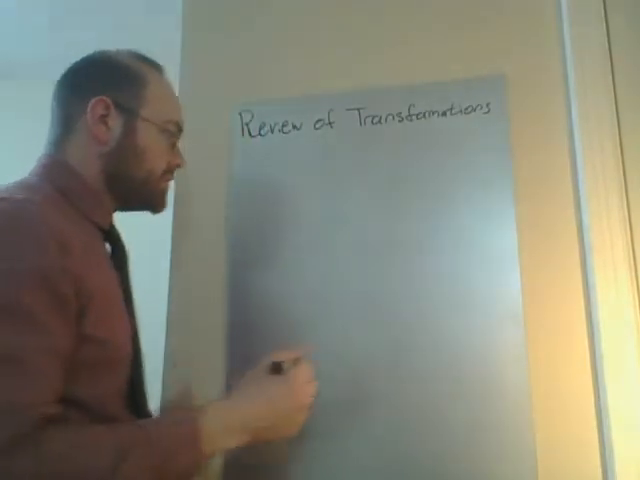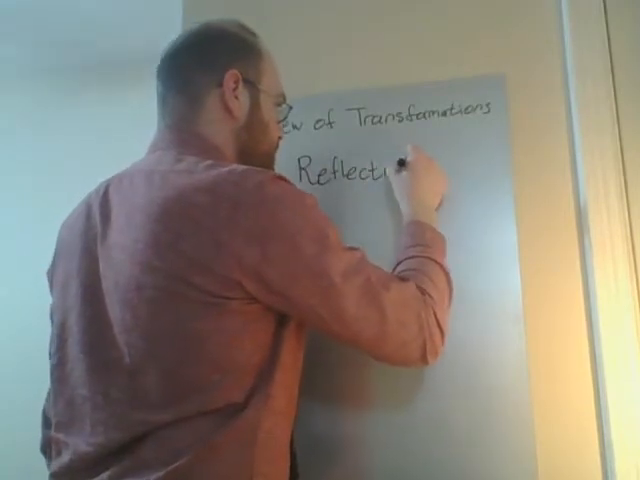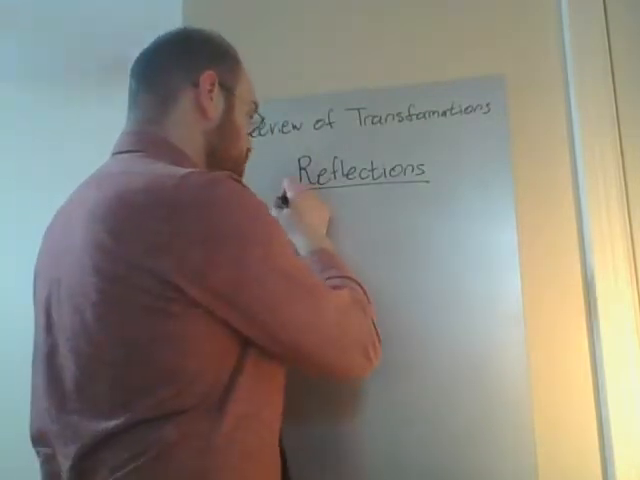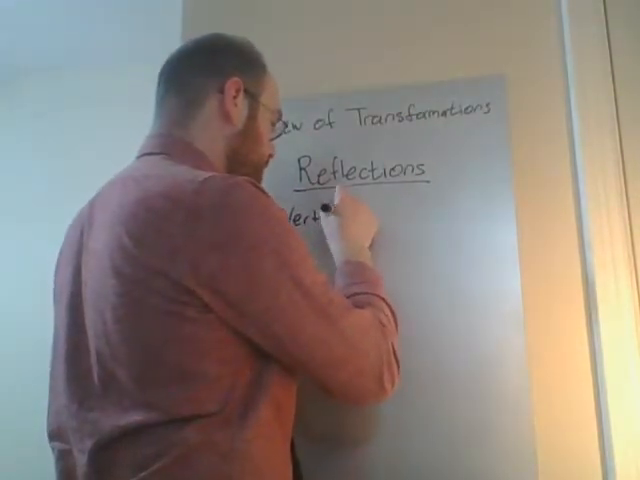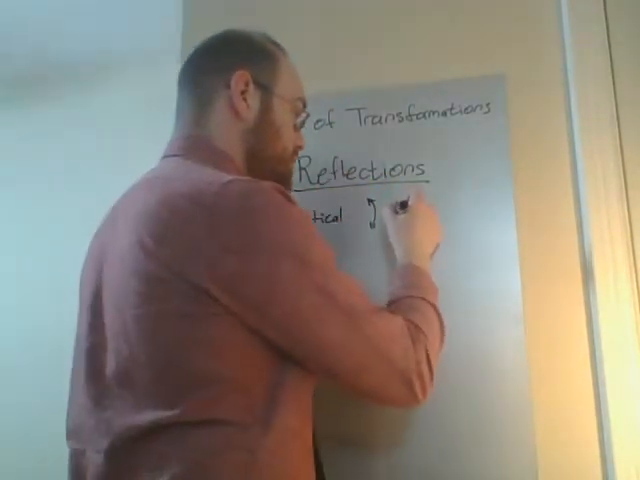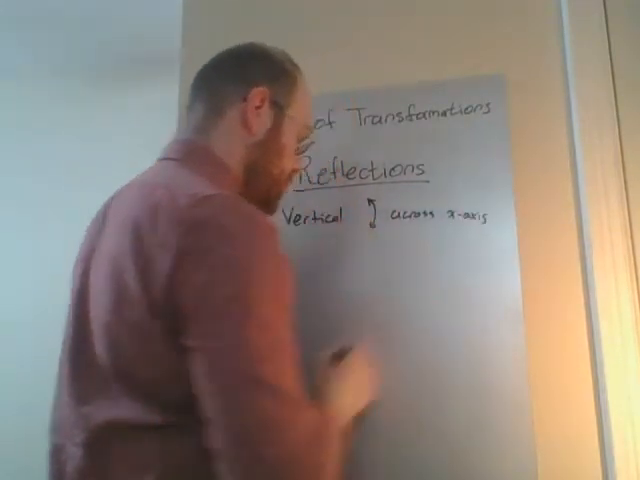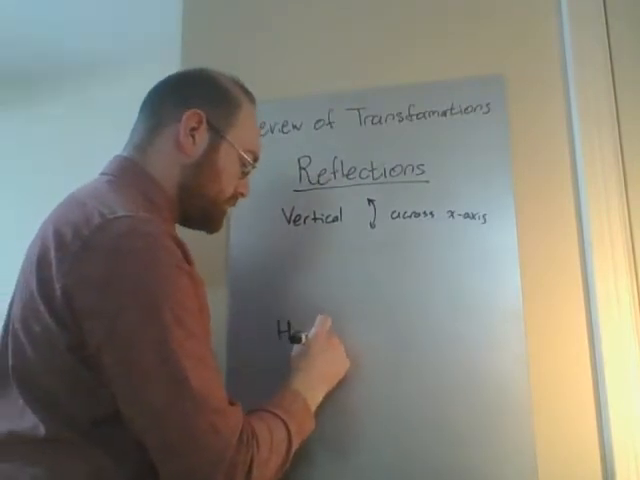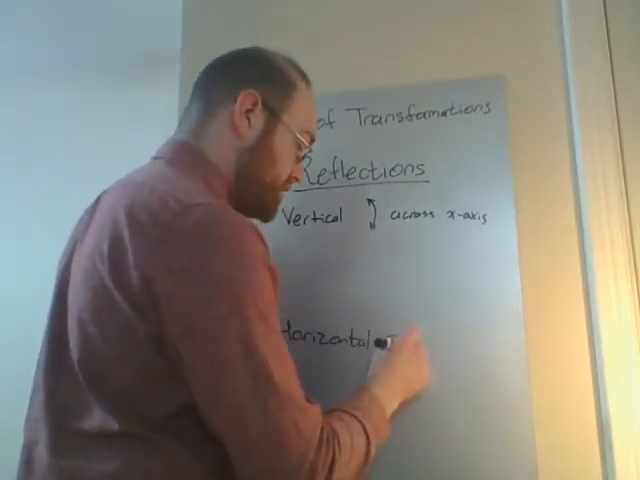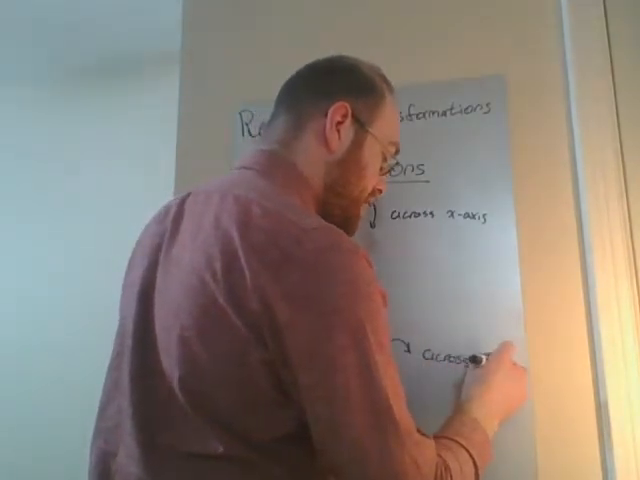The next set of transformations are reflections. And so the reflections can be either vertical, which reflects up and down, so it's across the x-axis, or they can be horizontal, which reflects it from the left to the right, and this would be across our y-axis.